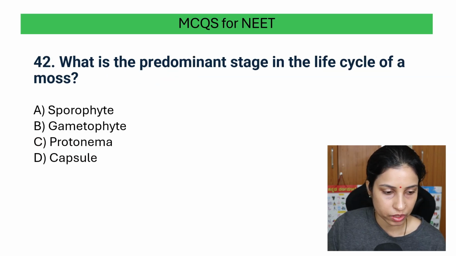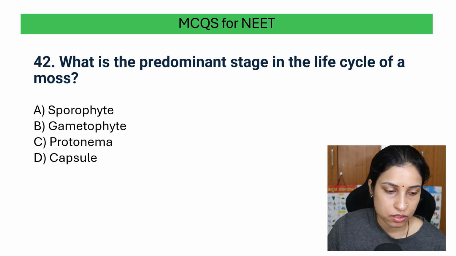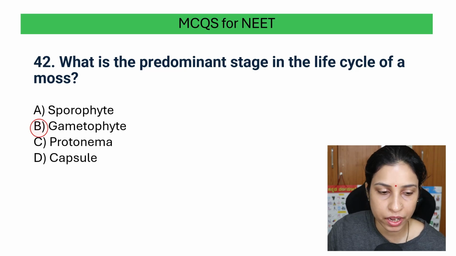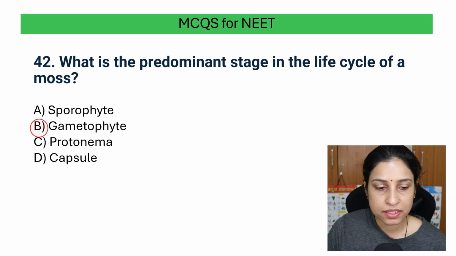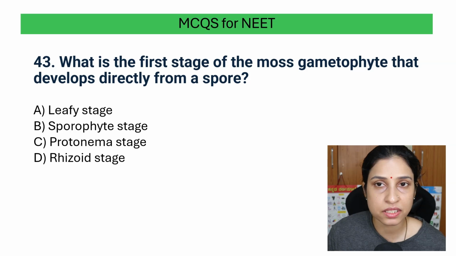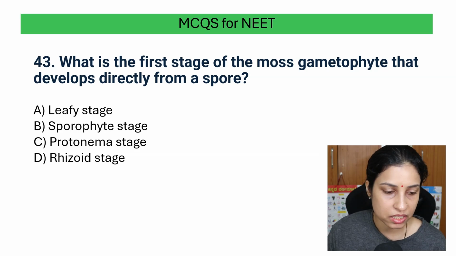Okay. Next, what is the predominant stage in the life cycle of a moss? Sporophyte, gametophyte, protonema, or capsule. The predominant stage is the gametophyte. In both liverworts and mosses, the gametophytic phase is the most predominant. Okay. What is the first stage of the moss gametophyte that develops directly from a spore? In mosses, they are asking about mosses. Leafy stage, sporophyte stage, protonema stage, or rhizome.